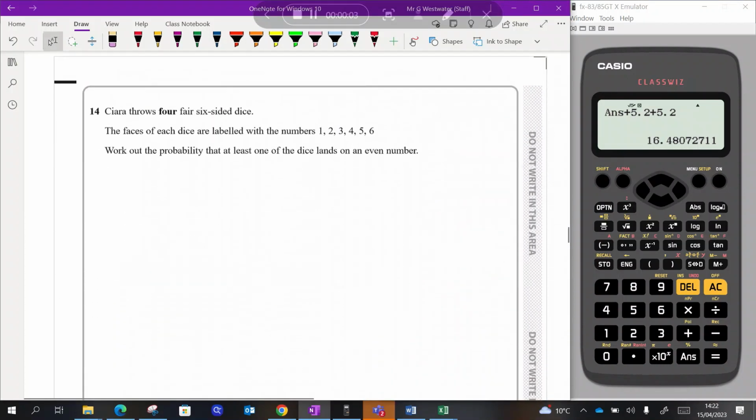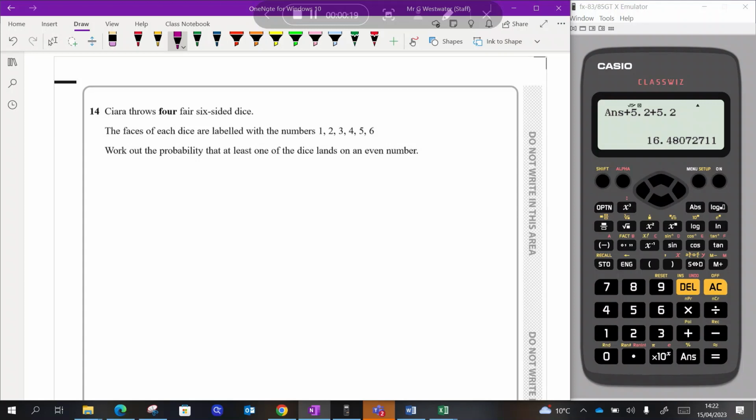On to question 14. Chiara throws 4 fair 6-sided dice. The faces on each dice are labelled with the numbers 1, 2, 3, 4, 5, 6. Work out the probability that at least one of the dice lands on an even number.